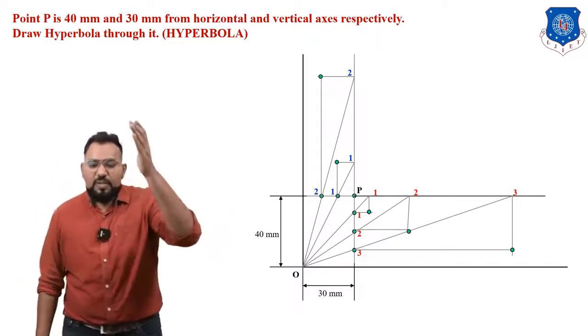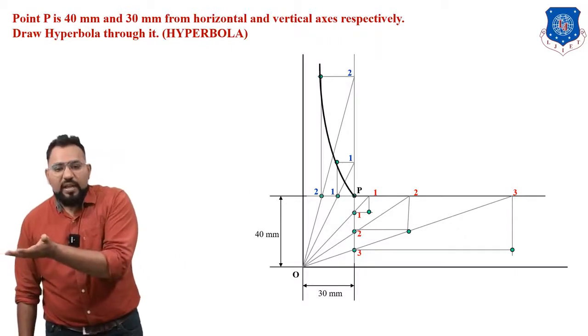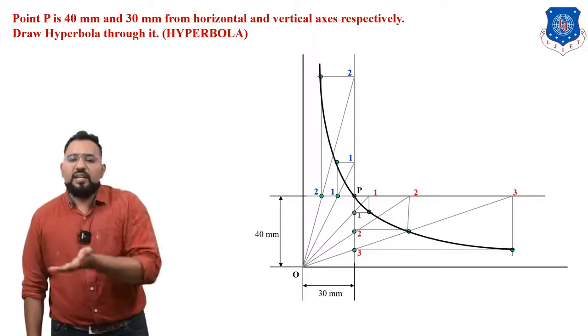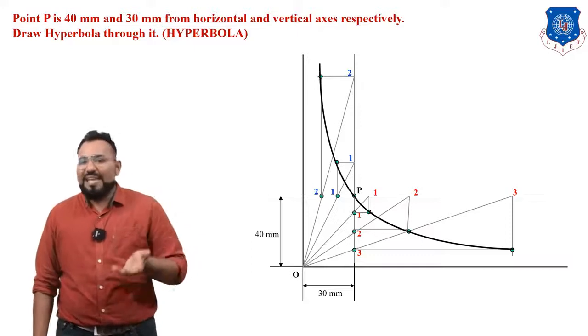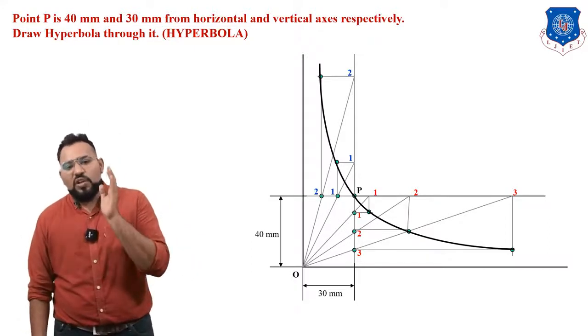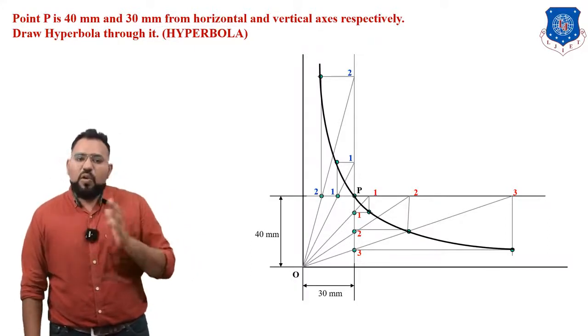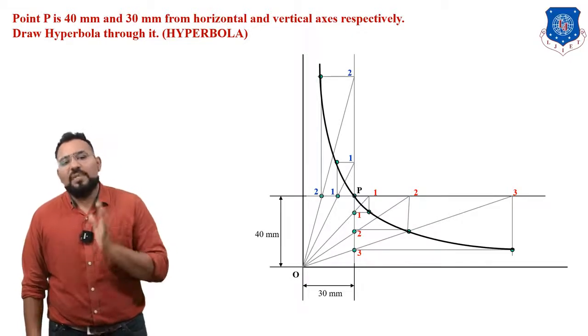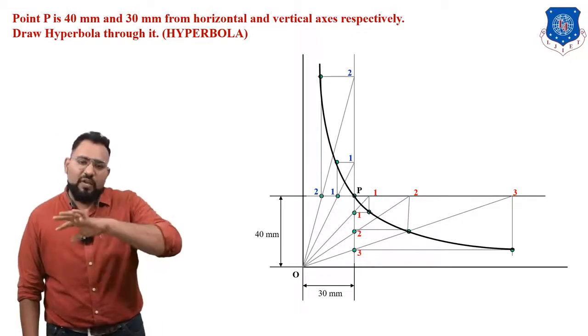So draw the curve which is passing through these intersecting points, and the curve which you are getting over here is known as hyperbola. So this is a very easy method. This is how by using the coordinate system you can draw a hyperbola. That's why this method is known as the coordinate method for drawing a hyperbola.